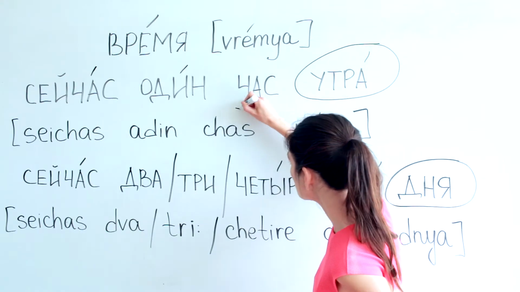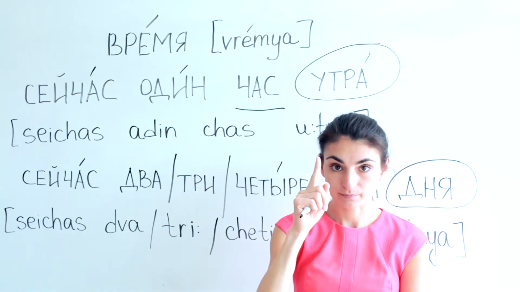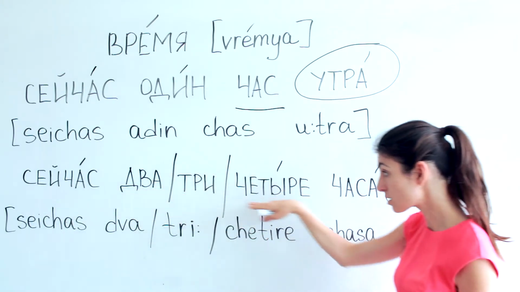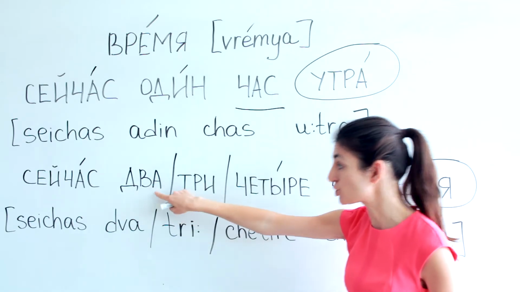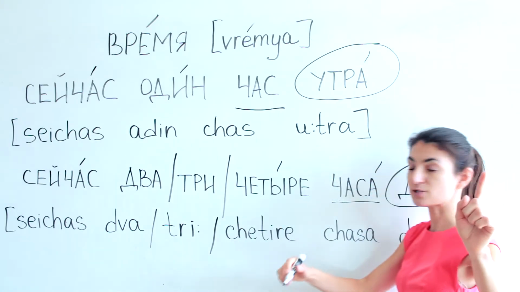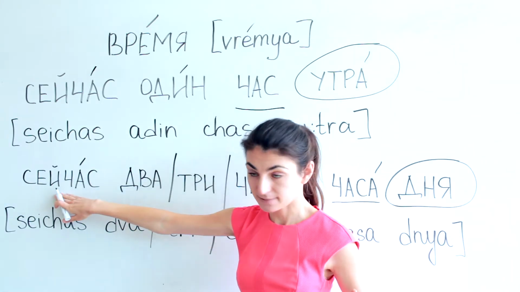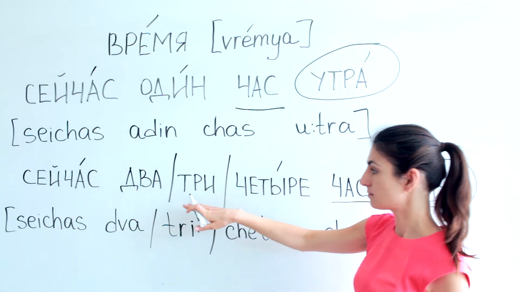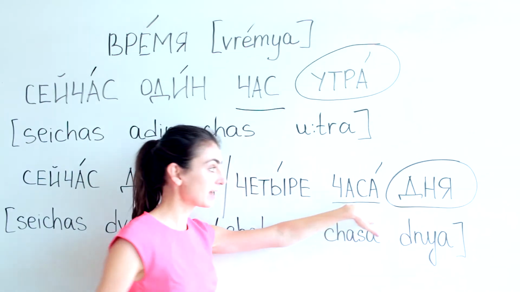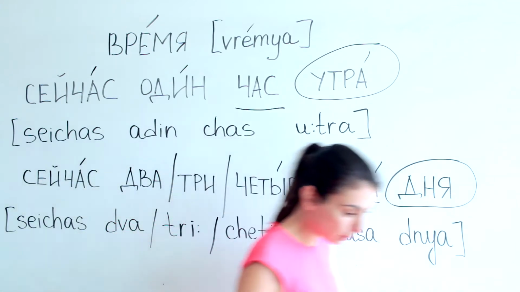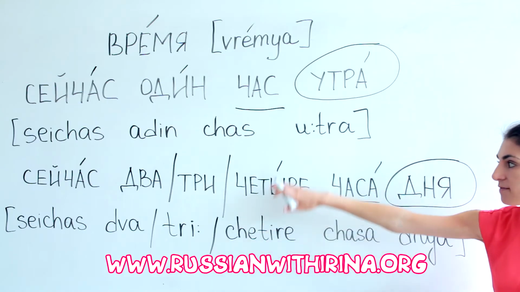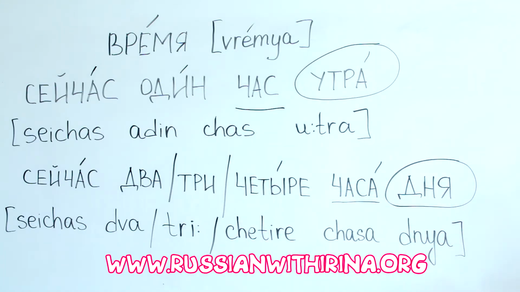So here you see the word час, it's 1 o'clock. But if we look at the second sentence, it will be 2, 3, and 4. Not 5, not 6, only 2, 3, and 4. And look at this, it's going to be часа. First of all, let's read it. Сейчас 2, 3, 4 часа дня. I will walk away a little bit so you can read it again. You have transcription right here, you have accents. Сейчас 2, 3, 4 часа дня.